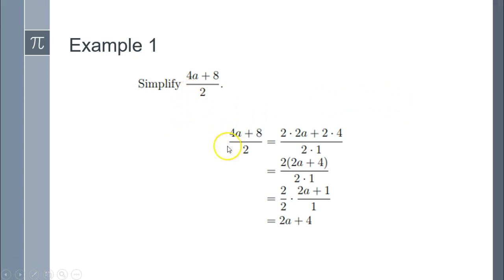So I'm going to show you what you want to do: you want to factor the top. You could factor this as 4 times a plus 2, but you see I have a 2 on the bottom.